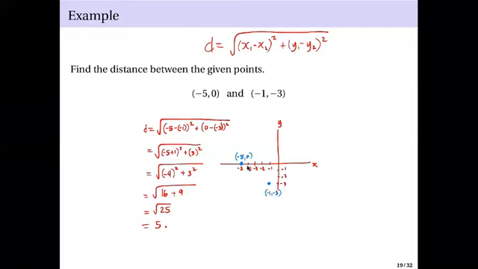And you were asked to find the distance between these 2 points. And according to this calculation, it's just 5.